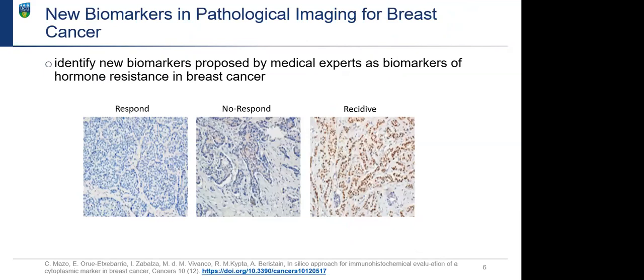This is another kind of application of image processing in the medical area. This is called new biomarkers in pathological images for breast cancer. The aim was to identify new biomarkers to know what the hormone resistance is in this breast cancer topic for the different patients. The idea, you could see here 3 different images: respond, no respond, and recidive. These are the 3 different states of cancer patients.